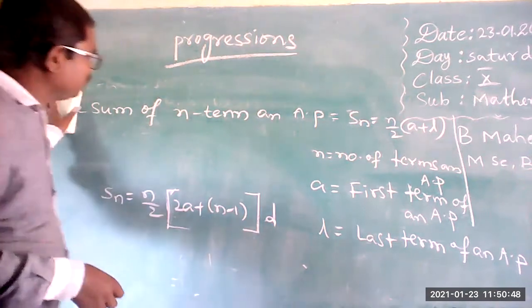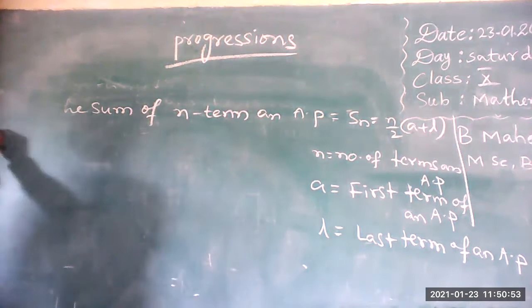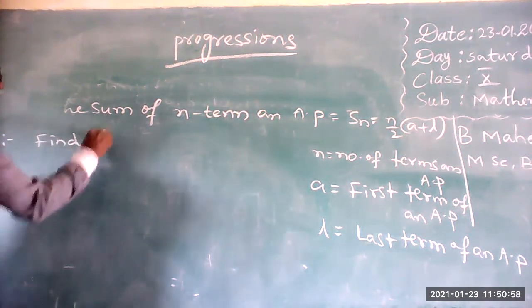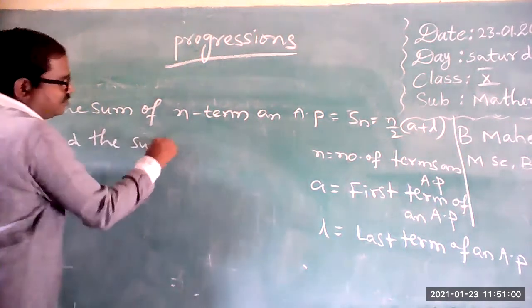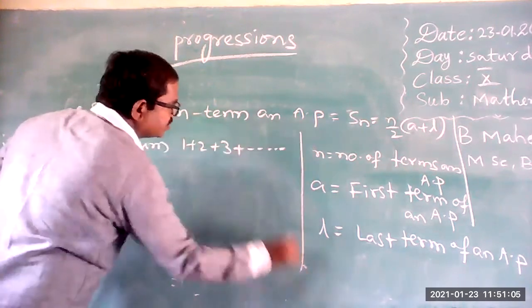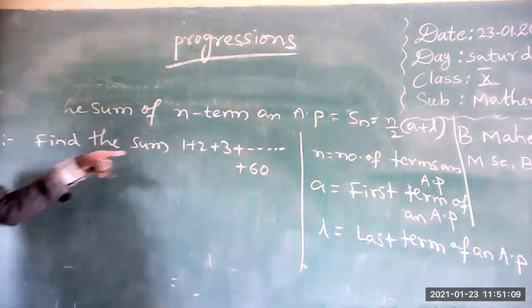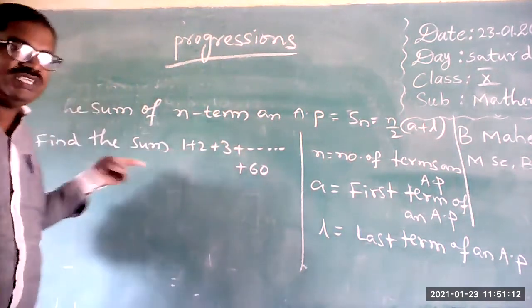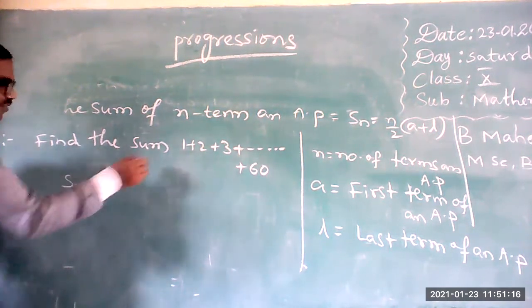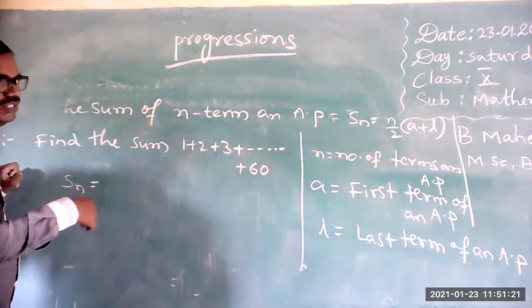For example, find the sum of 1 plus 2 plus 3 plus up to 60. Without the formula, you will take more time. By using the formula for the sum of n terms, here the first term and last term are given, so Sn is equal to n by 2 (a plus l).